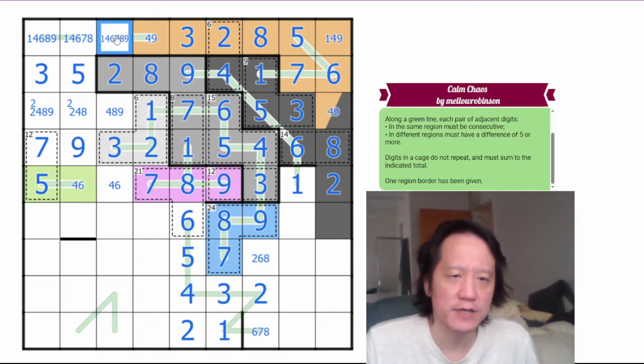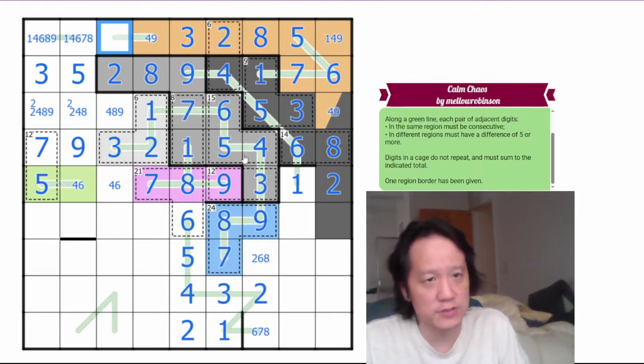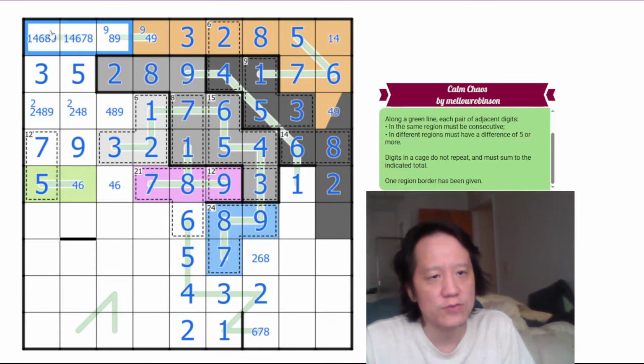4 is not consecutive with any digit. So if this is 4, this would have to be 9. If this is 9, this would have to be 8. So those are the only possibilities. So if this is 4, this is 9. If this is 9, this has to be 8. So one of these has to be a 9, which eliminates 9 in the rest of the row.